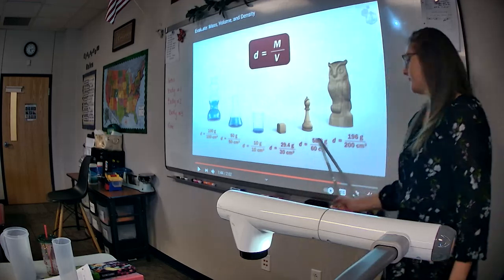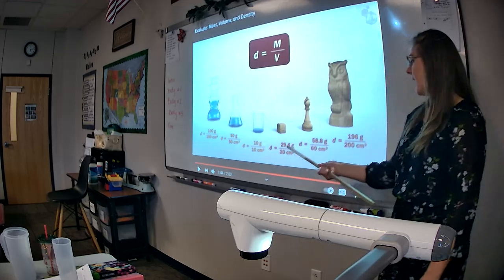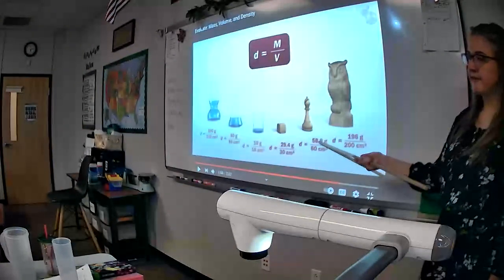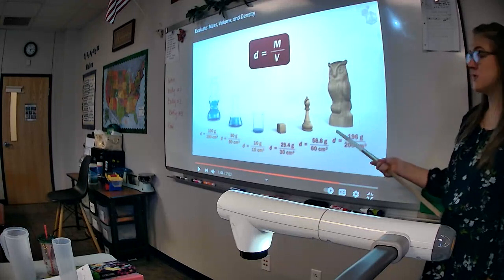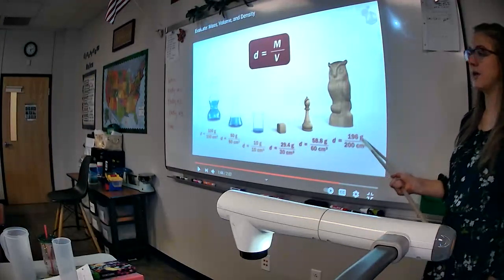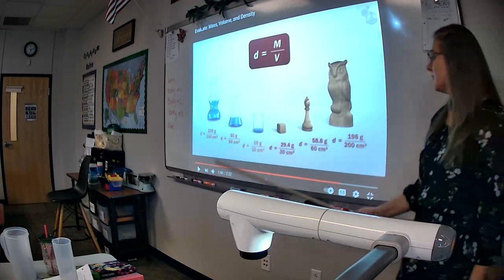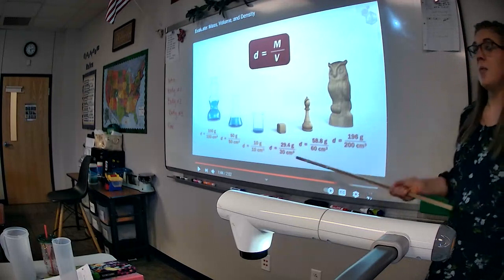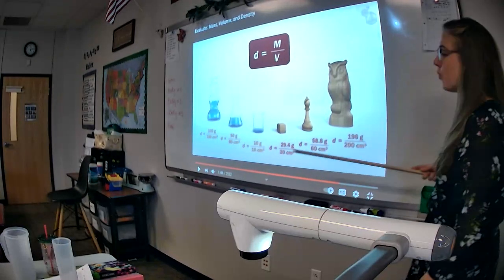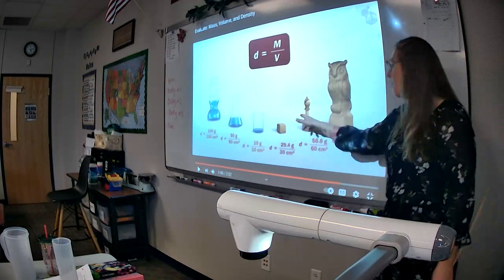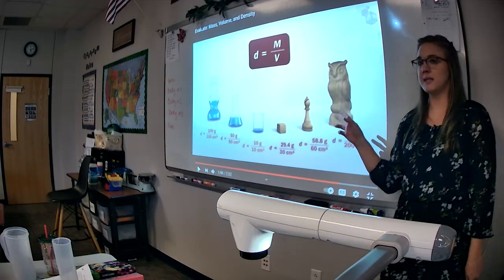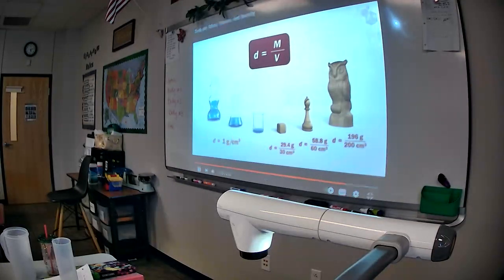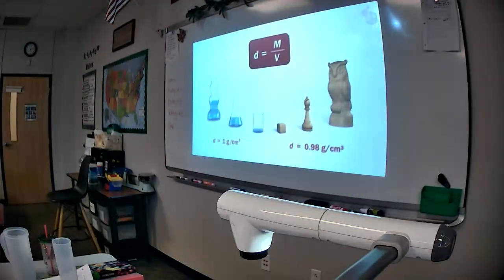Look at the wood. The little cube of wood only has a mass of 29.4 grams. The chess piece has a mass of 58.8 grams, but this guy is much, much bigger. He has a mass of 196 grams. Size-wise, obviously he is much smaller. He is a little bigger. He's a lot bigger. But each of these divided out will all equal the same density because they're all made of the same kind of wood. Does that make sense? All of those will have a volume of 0.98. Different objects made of the same material always have the same density, regardless of their mass and volume.